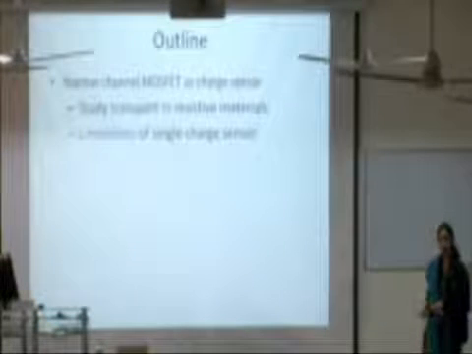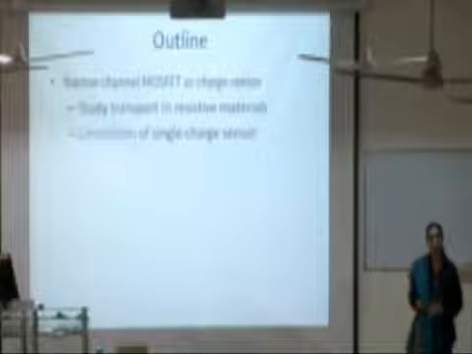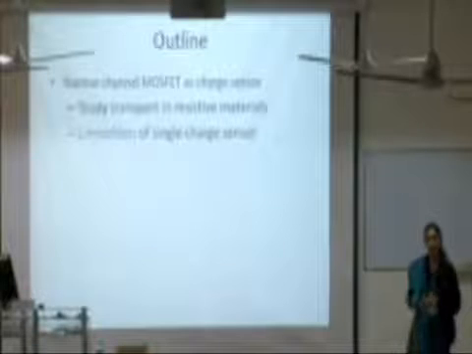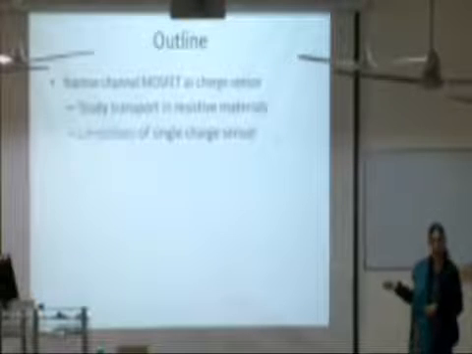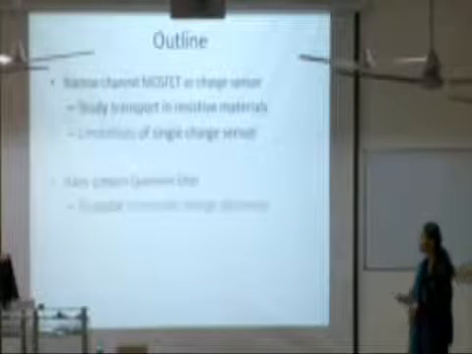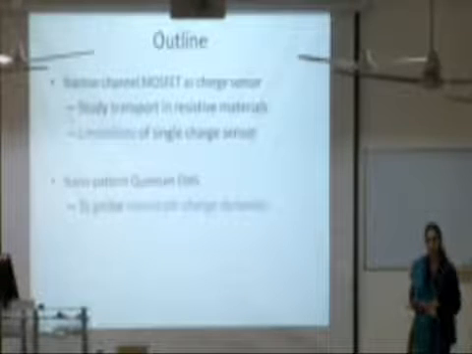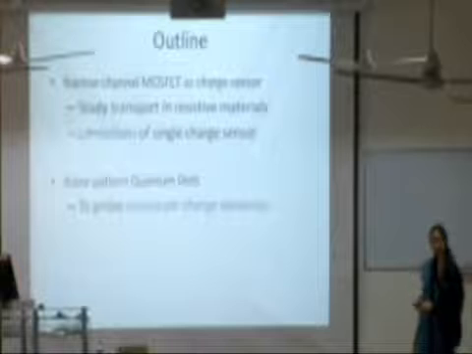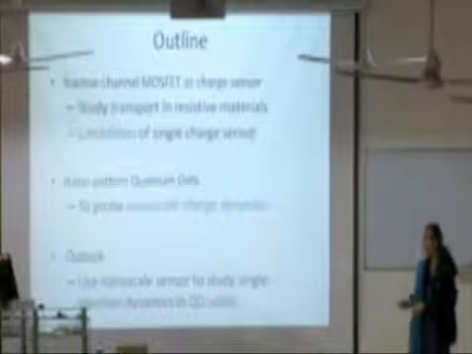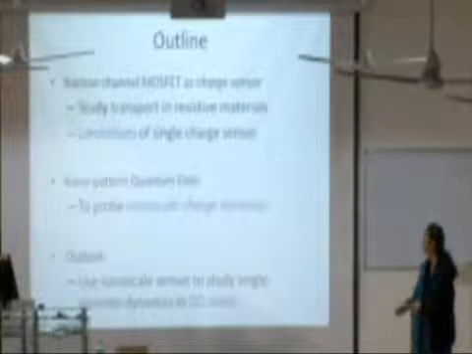So the outline of my talk today is as follows. I will firstly start by describing the sensor that we use. We are using a narrow channel MOSFET as a charge sensor. I will describe our results to study transport in highly resistive materials using these sensors as proof of concept. I will talk about the limitations of having just a single charge sensor. For the second part of my talk, I will talk about a new technique that we have developed to nanopattern these quantum dot arrays, and we hope that the nanopatterning will help us to probe nanoscale charge dynamics in a better way. And finally, I will conclude with an outlook of our research to use these nanoscale sensors to study transport in these colloidal quantum dot arrays.